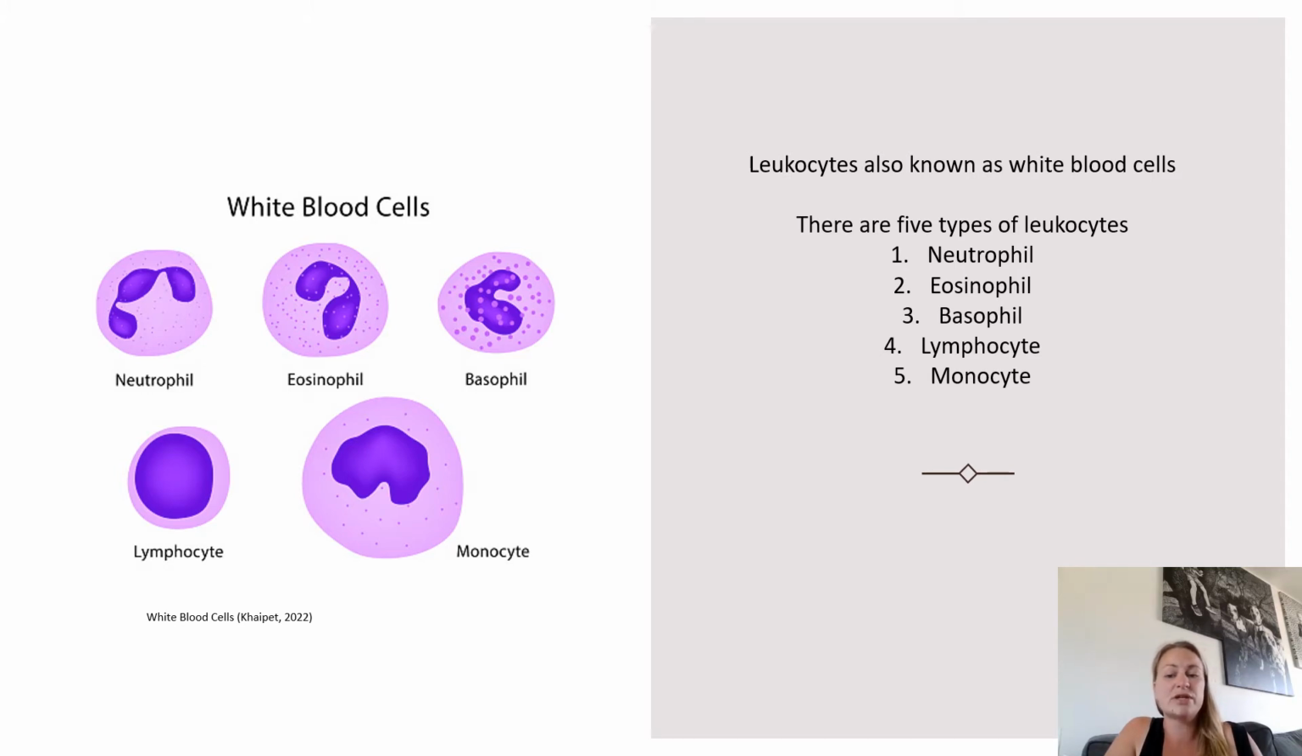And basophils trigger inflammatory reactions when the body is invaded by foreign bodies, releasing histamine and heparin. Histamine causes blood vessels to widen, allowing more space for immune cells to fight against injury or infection, whereas heparin is an anticoagulant that prevents blood clots forming at the site of an infection or injury.